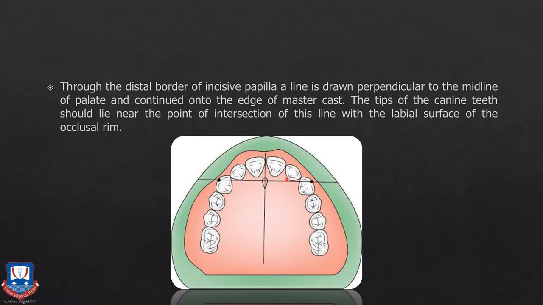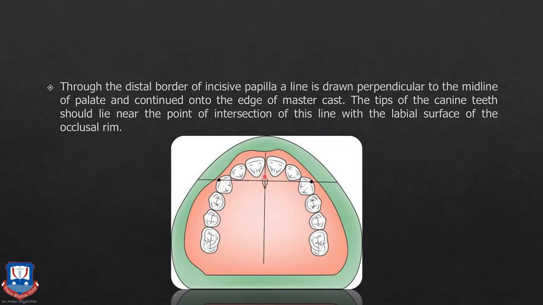So next, the incisive papilla also serves as a guide for determining the anterior teeth selection. We should draw a line through the distal border of the incisive papilla perpendicular to the midline of the palate, that is, passing through the mid palatine raphe, and on this line the tips of the canine will lie.